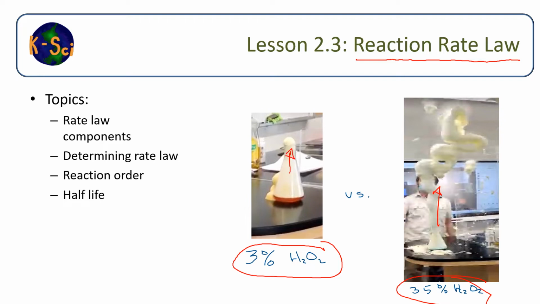If you take some 3% hydrogen peroxide and you add your catalyst, you might get a nice slow bubbly foam that's created. But if you take 35% hydrogen peroxide, which is a little harder to find, you add that same catalyst and then away she goes, a lot faster. So there's a mathematical relationship between the concentration of reactants and the rate at which the reaction goes. And so that's what we're going to look at today.